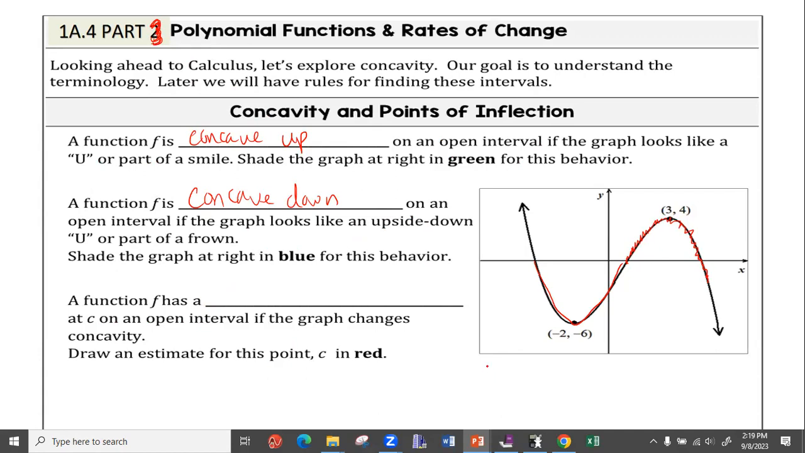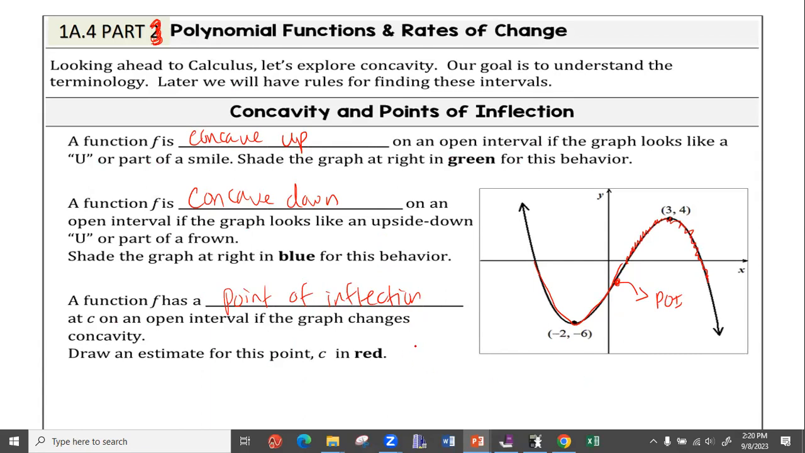A function f has a point of inflection at c on an open interval if the graph changes concavity. So the point in between where these two change, that is going to be your POI. Would it be the direct center? It would be direct center, the X in the middle. Yes, we did. That's why I said we've already talked about this. We're going to review it.